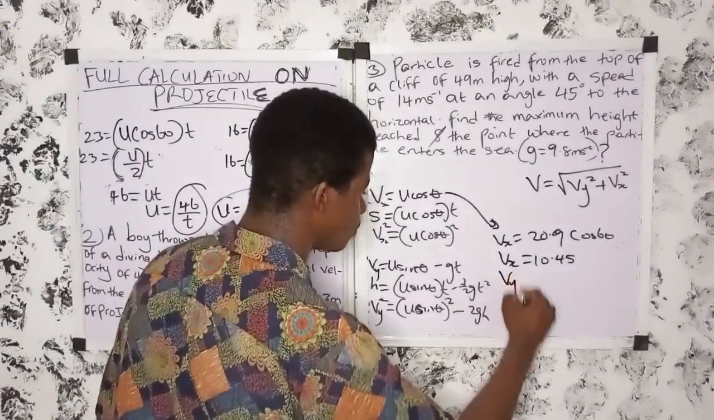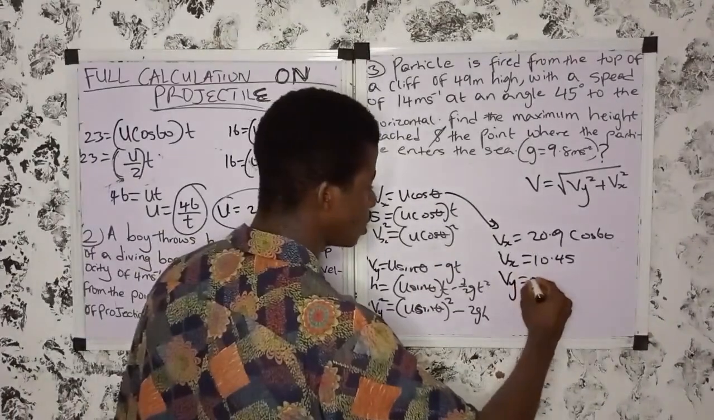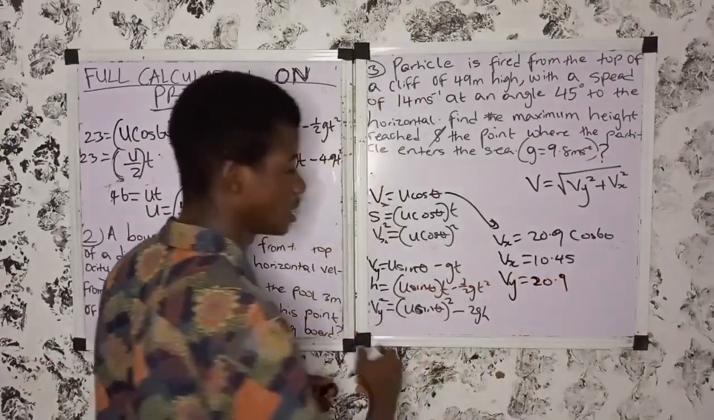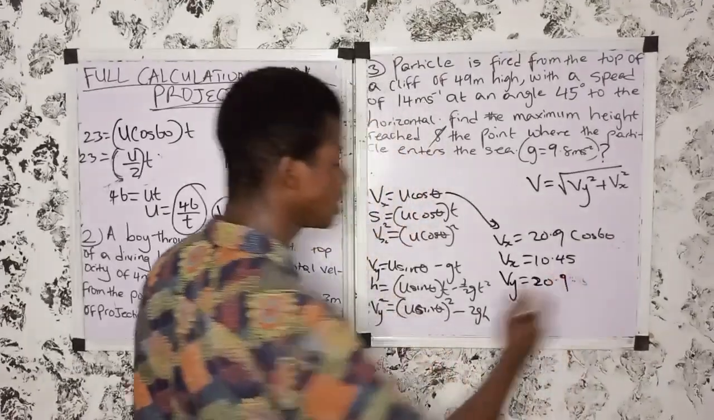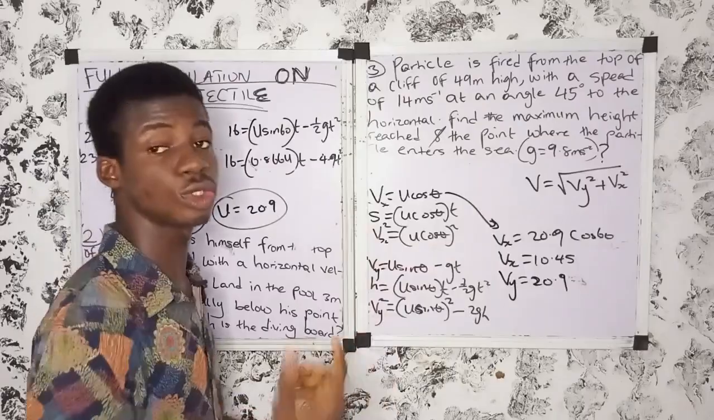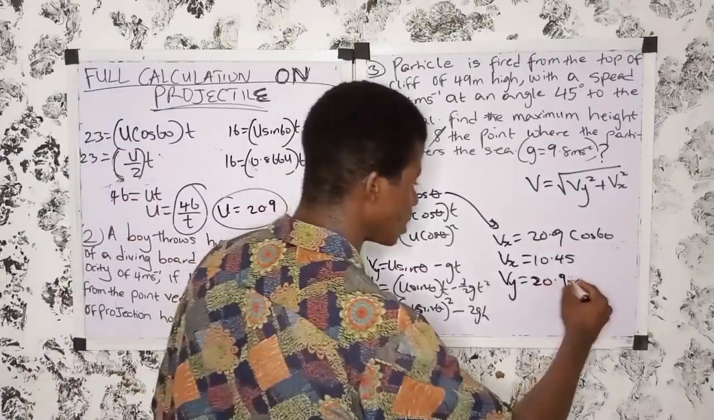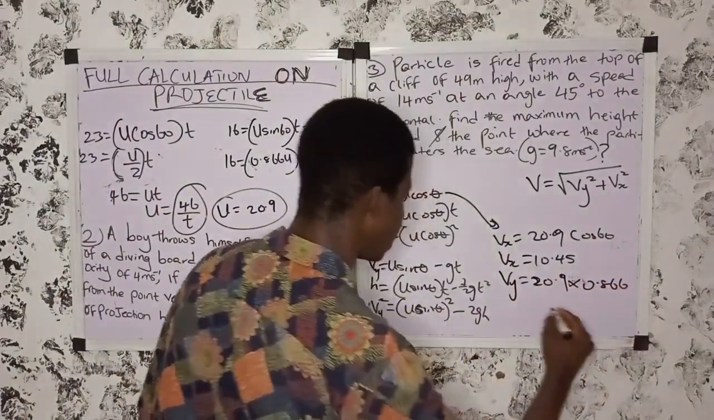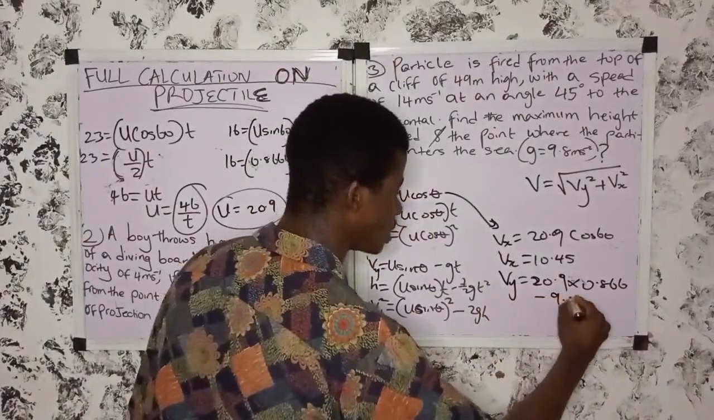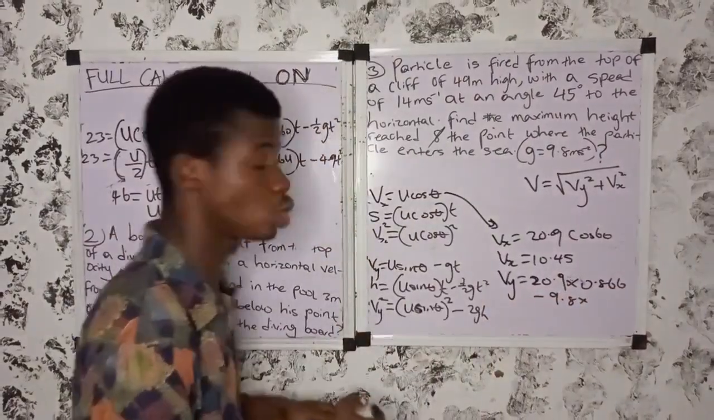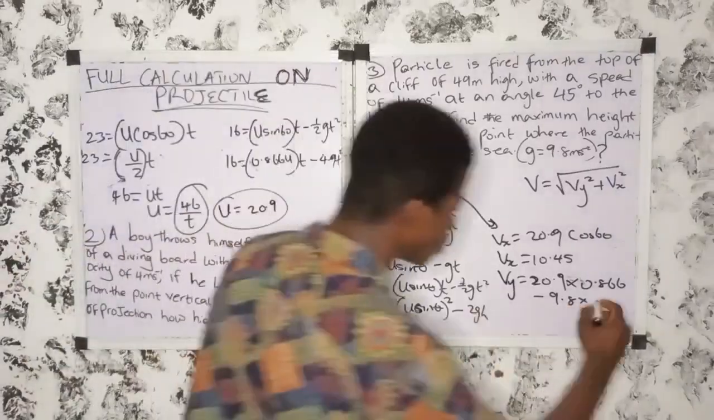So Vy will be equal to what? U is what? U is 20.9, right? So 20.9 sin 60. Sin 60 is 0.866, right? So times 0.866, then minus 9.8 times the time. Time is 2.2, right? Yeah, our time is 2.2.